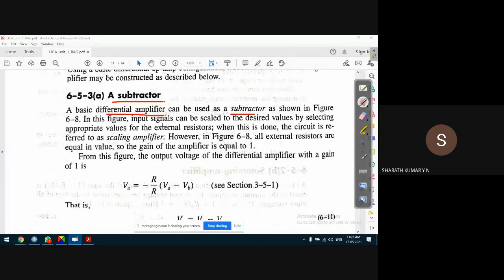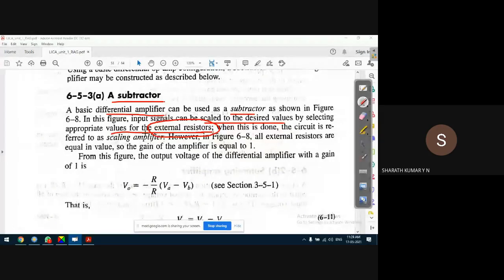In this, the input signals can be scaled to the desired values by selecting appropriate values for the external resistors. So it can be modified. The input voltages are modified using the additional resistors to the required level. That means if the input voltage is very high, we can reduce it so that it can be applied to an op amp, because an op amp can take a maximum input voltage. There is a limitation for that, so we should keep that in mind and accordingly apply the input voltage to the operational amplifier.